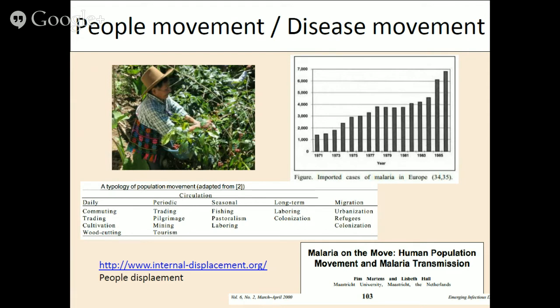But there are other kinds of patterns of movement that we can categorize according to the time: daily, periodic, seasonal, or long-term movement. And here I include a link from which you can collect information on people displacement.